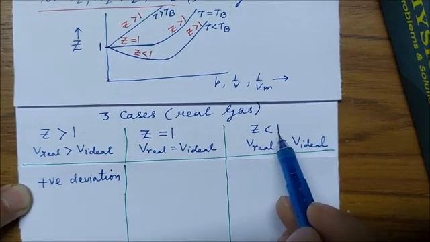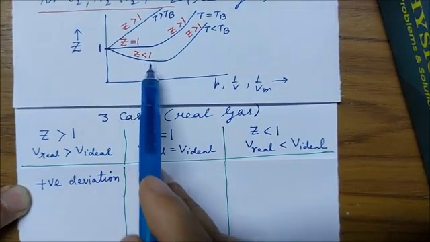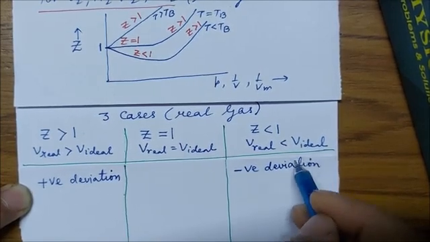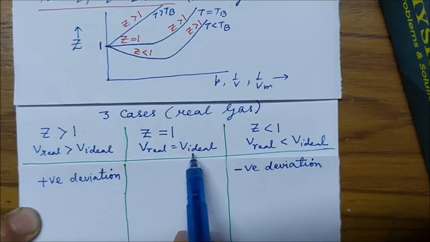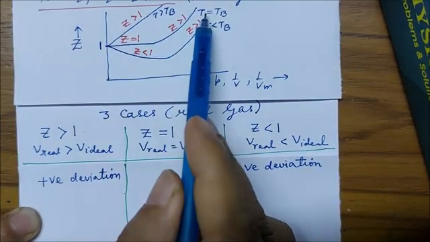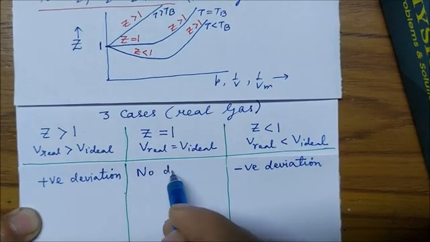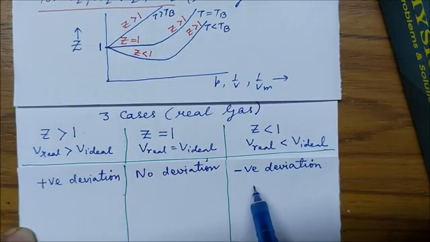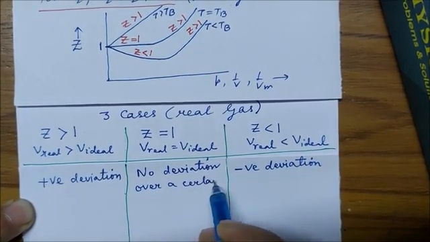And Z less than 1 means we are here, that is below Z is equal to 1 line, so real gas shows a negative deviation. Since things are measured with respect to ideal behavior, it follows that when real gas exhibits Z is equal to 1, it behaves ideally. That occurs at Boyle temperature over a certain pressure range, and so clearly Z is equal to 1 corresponds to zero deviation or no deviation. This is the reference point with respect to which deviations are calculated. So no deviation over a certain pressure range.